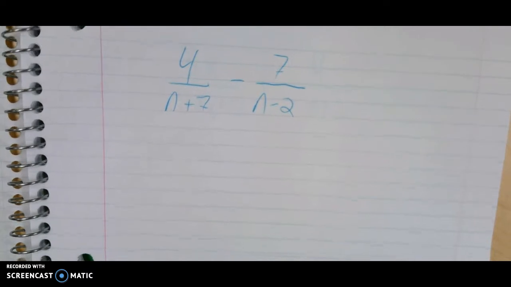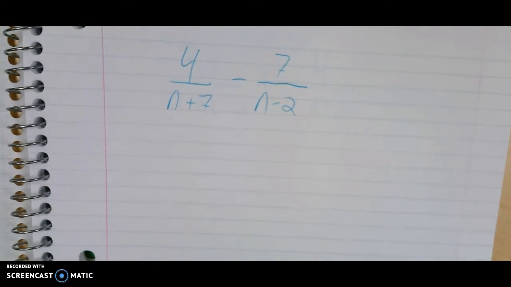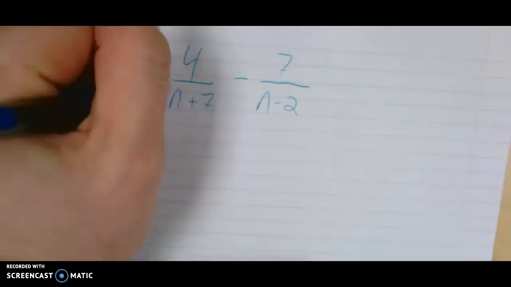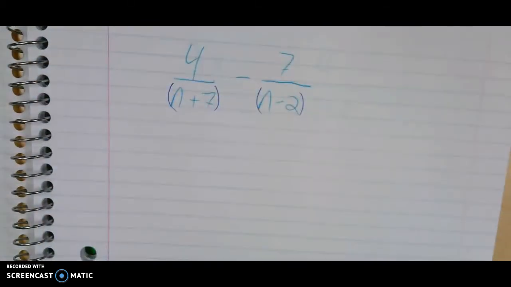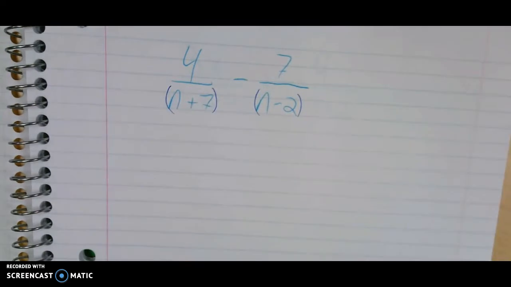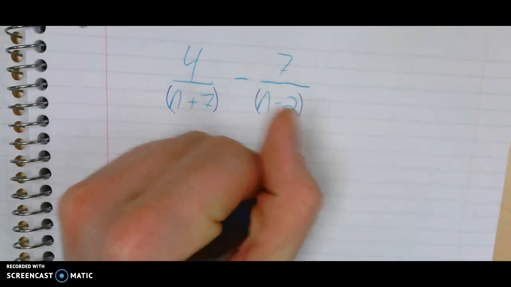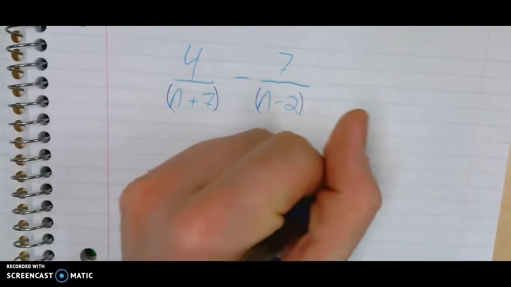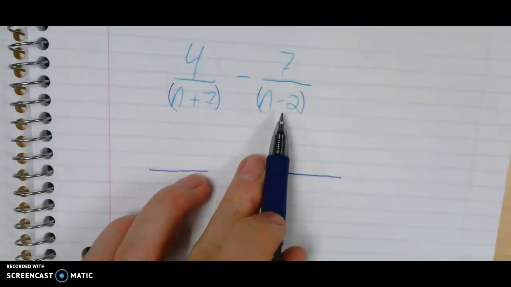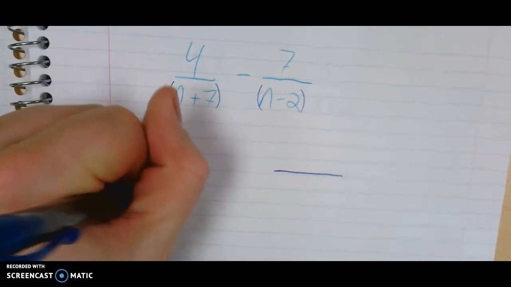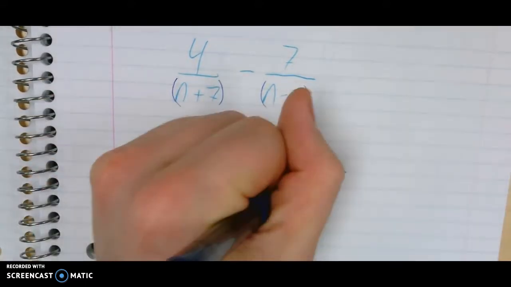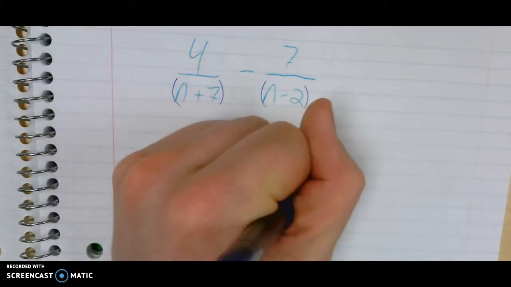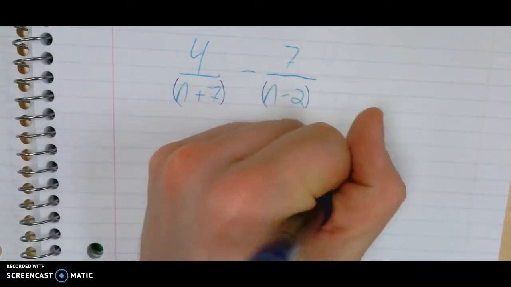Here we have 4 over n plus 7 minus 7 over the quantity n minus 2. These ones don't really have any factoring, but I went ahead and threw parentheses around each denominator. So my common denominator has to incorporate both of these aspects. It has to have an n plus 7, and it also has to have an n minus 2.